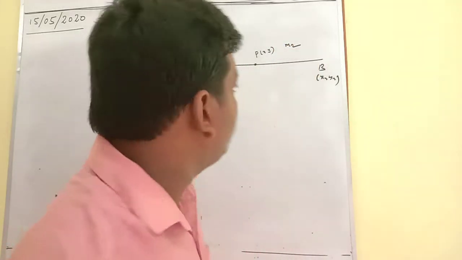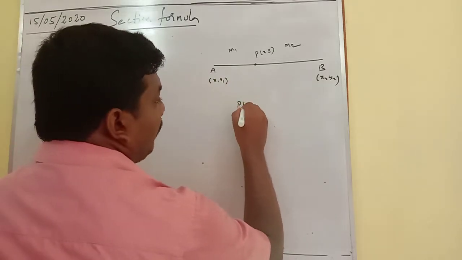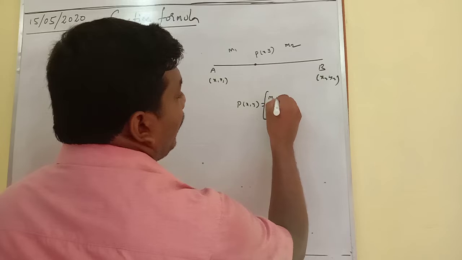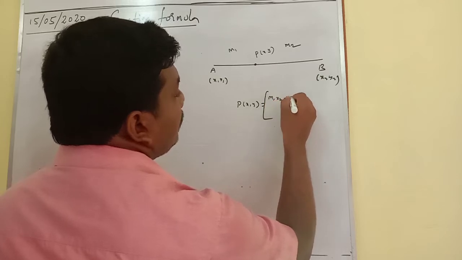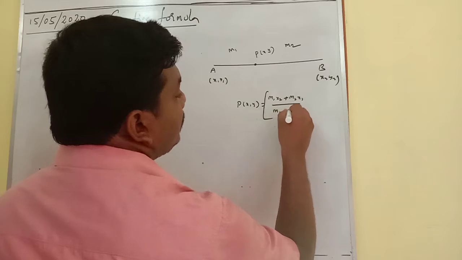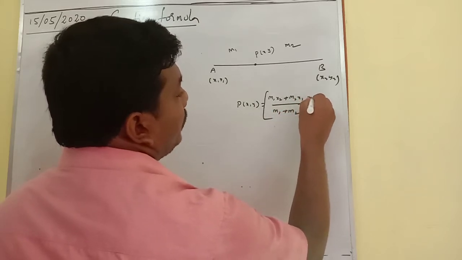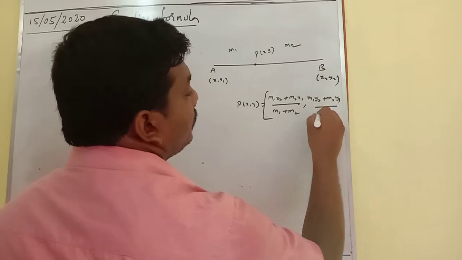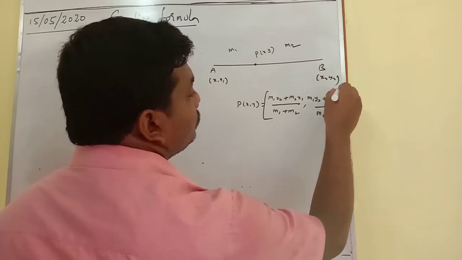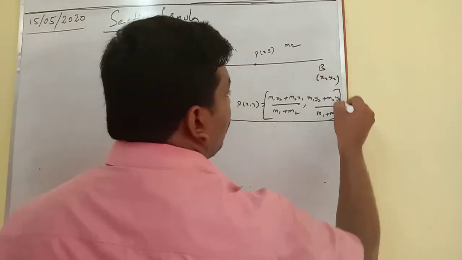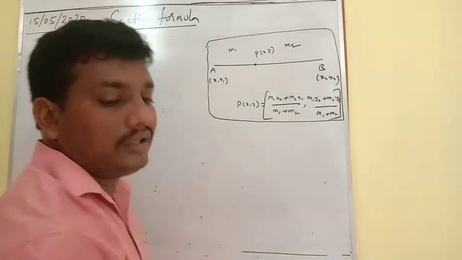So now the formula, internally, P of (x, y) is equal to (m1 x2 plus m2 x1) by (m1 plus m2), comma (m1 y2 plus m2 y1) by (m1 plus m2). So this is the formula. We have to prove this formula now.